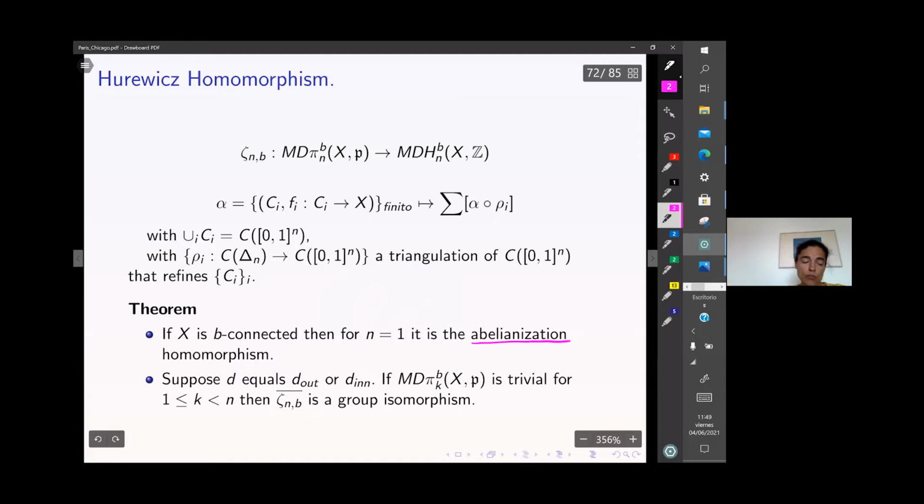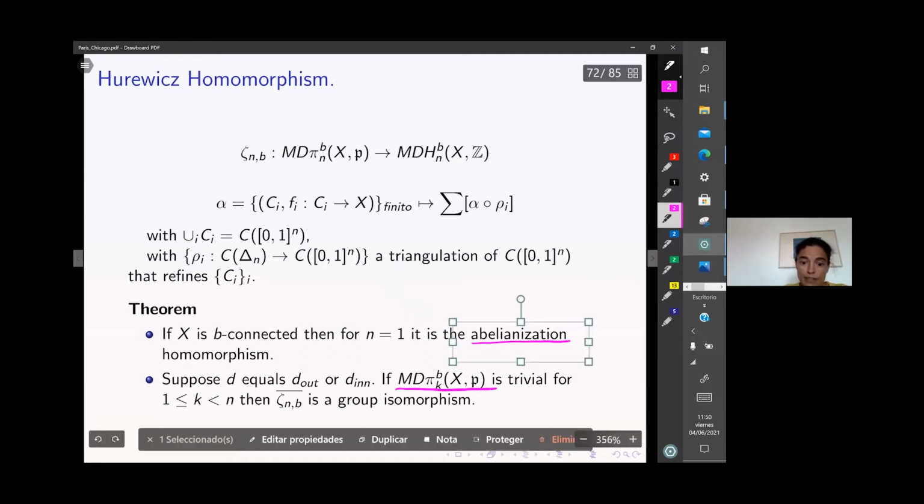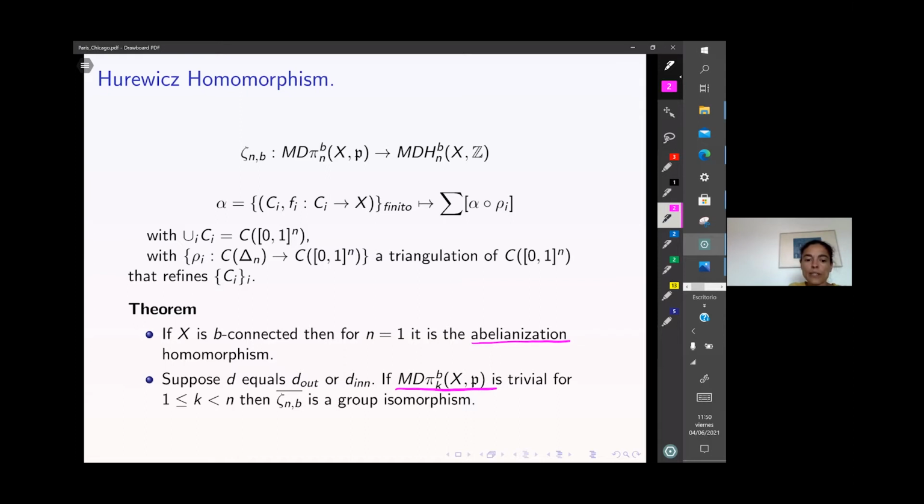This is quite straightforward, similar to the classical one. And to prove the isomorphism theorem, that is, that if the homotopy groups are trivial up to order n, then the homomorphism is an isomorphism, we can only do it for the outer and the inner. So we will see what happens here, and you will see how you can get this easy, okay? Because in these cases you can reduce it to a singular homology set.